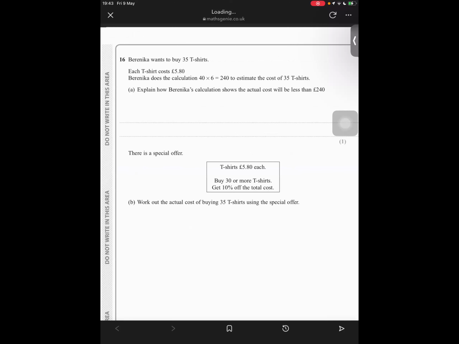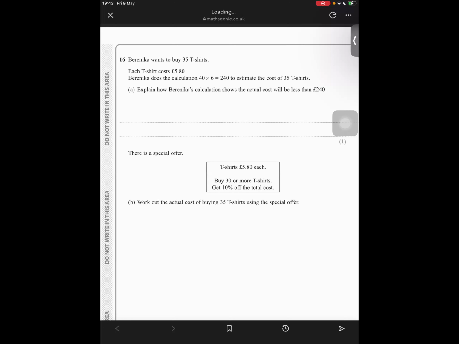Veronica wants to buy 35 t-shirts. Each t-shirt costs £5.80. Veronica does the calculation 40 times 6 equals 240 to estimate the cost of 35 t-shirts. Explain how Veronica's calculation shows the actual cost will be less than 240.